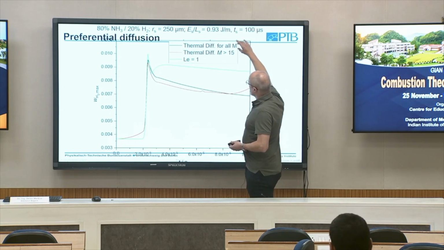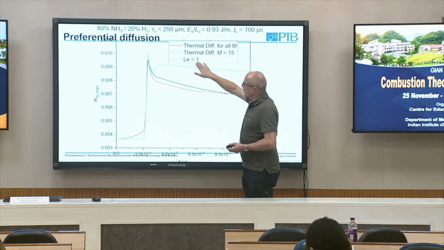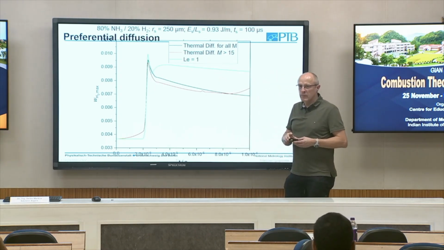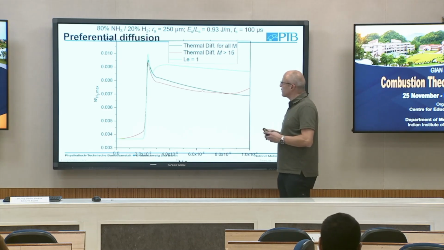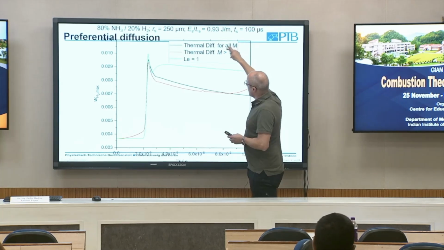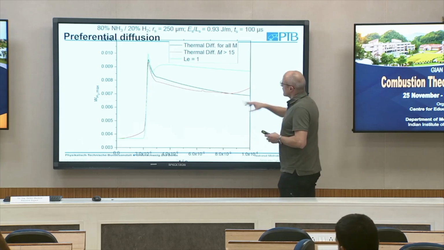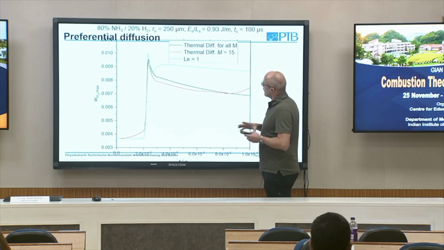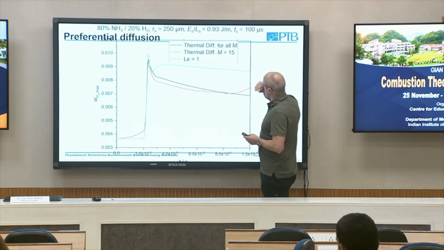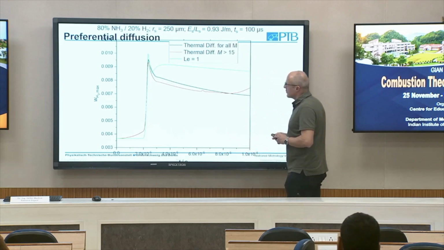So this we can examine numerically. Lewis number equal 1 means all species have the same diffusion velocity. So there is no preferential diffusion, of course. Then we can say it's only for molecules smaller 15. So this is not correct here. Mole mass of smaller 15 gram per mole, and thermal diffusion for all species.